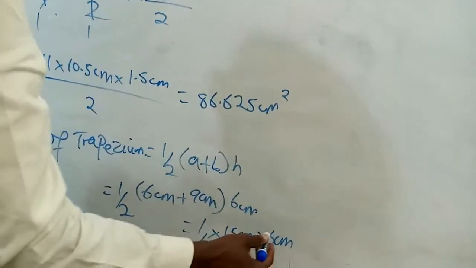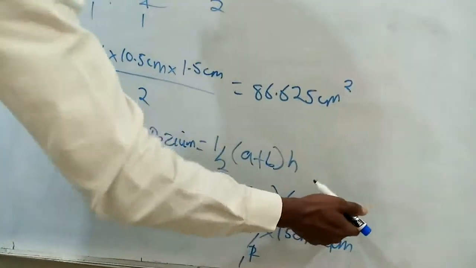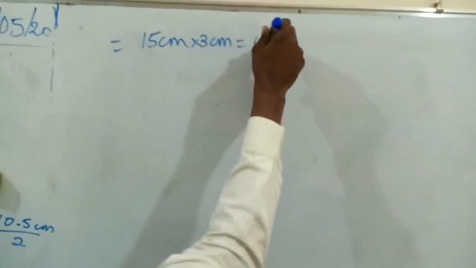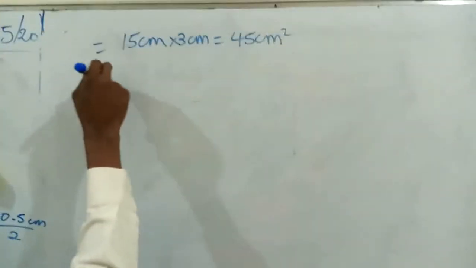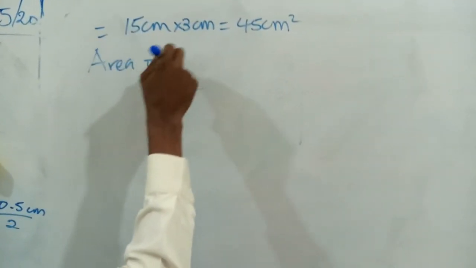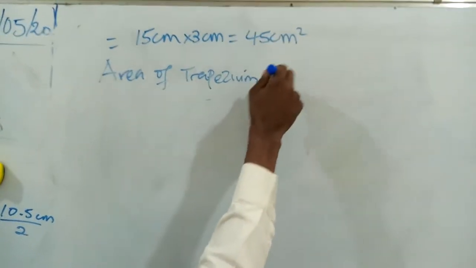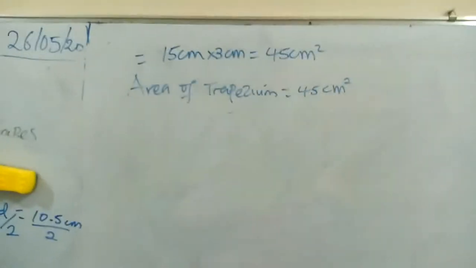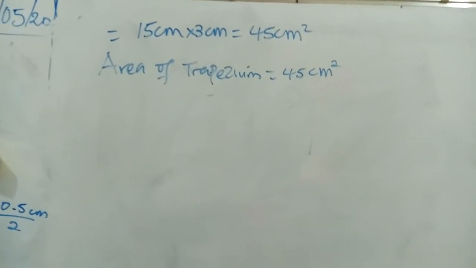Half of 6 is 3. So we are left with 15 cm times 3 cm, and that gives us 45 cm squared. So our area of trapezium is 45 cm squared.